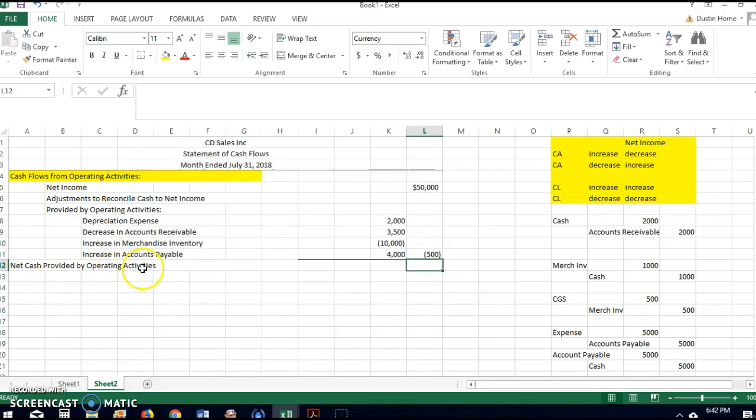So our net cash provided by operating activities, after all of our adjustments to net income, you take the difference here because this is a $500 difference. And there it is. Our net cash provided by operating activities is $49,500. The operating activities section is the hardest section of the statement of cash flows. So once you get this section, the investing and financing sections are not bad at all. And that concludes this exercise.